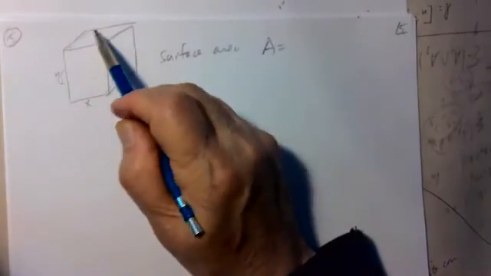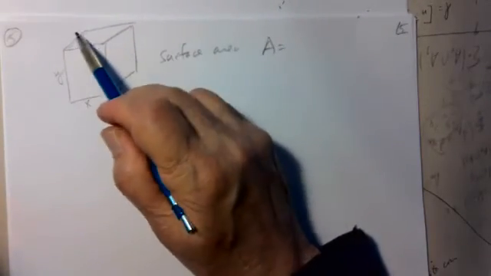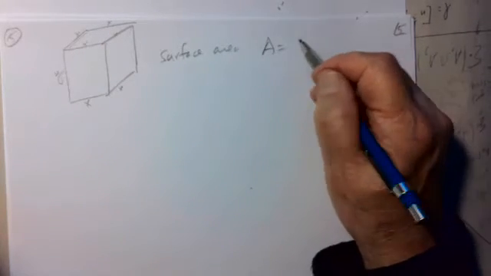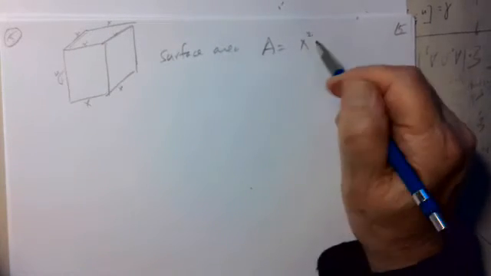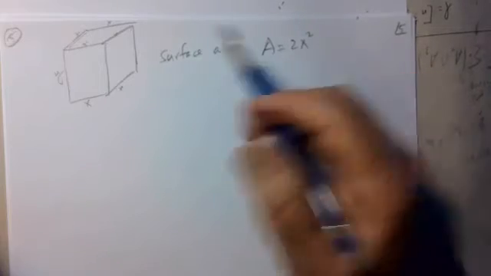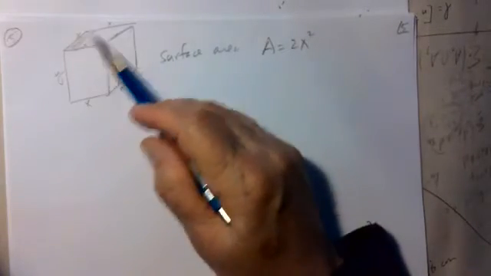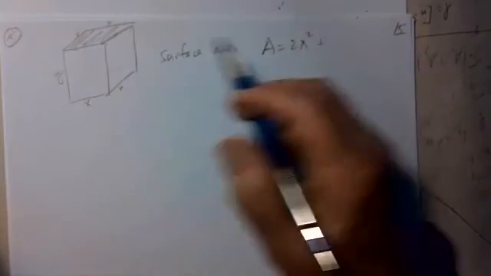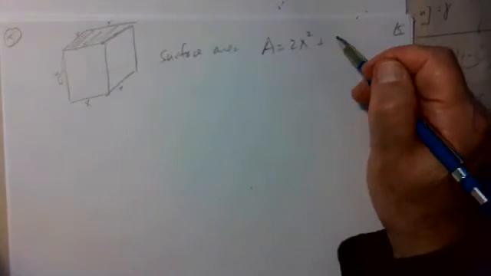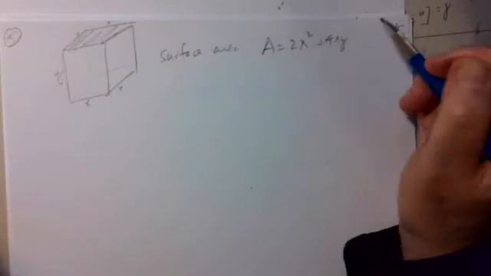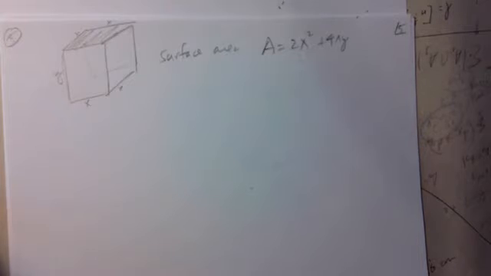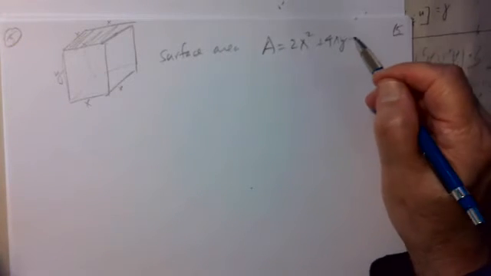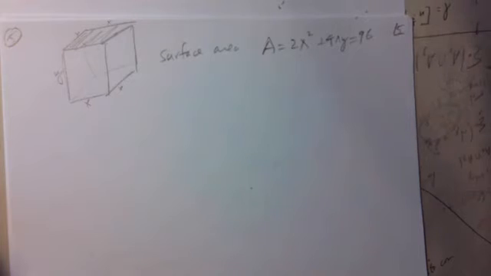well, the top and the bottom are squares of size x, so each of them has area x squared, and there's a top and a bottom, so 2x squared is the area of the top plus the area of the bottom. And each side has area xy, and there are 4 sides. So that's the area of this rectangular solid with a square base, and we're told it equals 96.